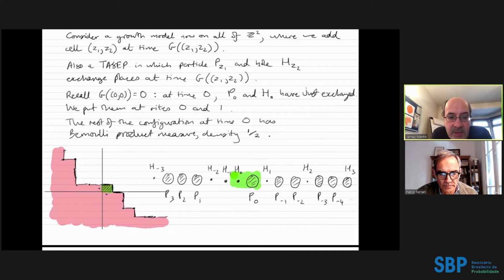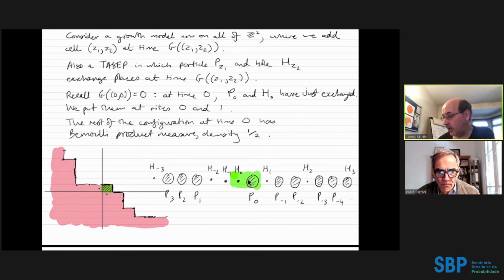And if you remember, g of 0 was just defined to be 0. So at time 0, that's precisely the time when particle 0 and hole 0 have switched places. So this green cell in the middle here, the cell (0,0), time 0 is precisely the time that that cell gets occupied. And so if we see here particle 0 and hole 0, which I've drawn in the green box, at time 0 we see that those two have just exchanged places with each other.